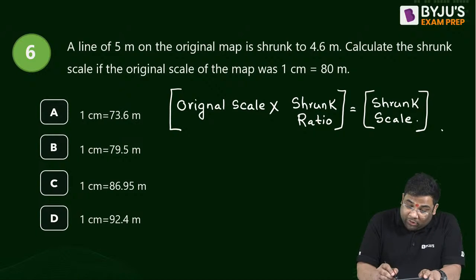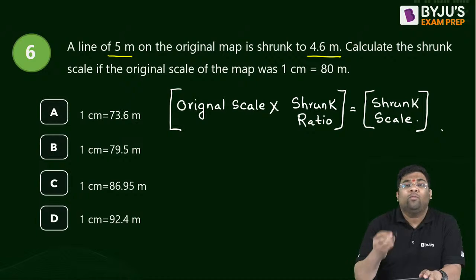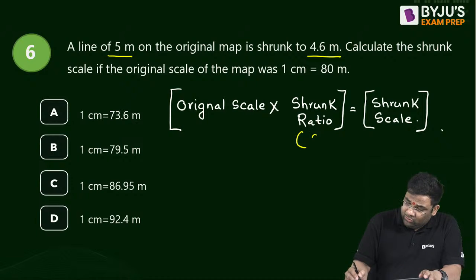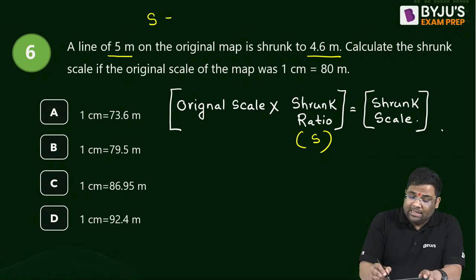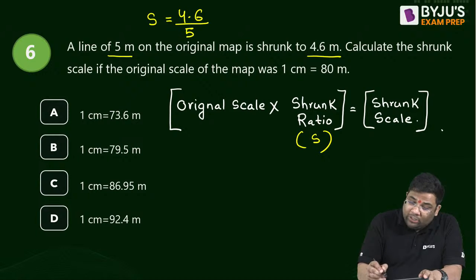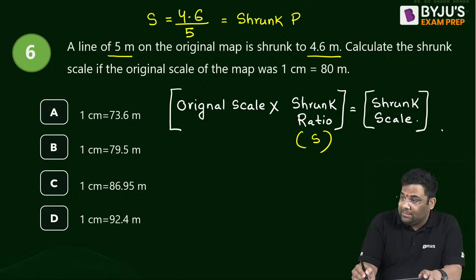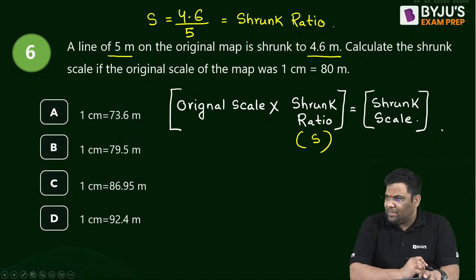Now you see in this question what is written. A line which was originally 5 meter has shrunk to 4.6. So this shrunk ratio is the shrunk length by the original length, right? This is the shrunk ratio or shrinkage ratio. Somebody answered 6B, 6C. Let us see which is our answer.